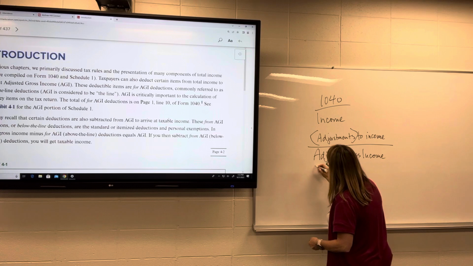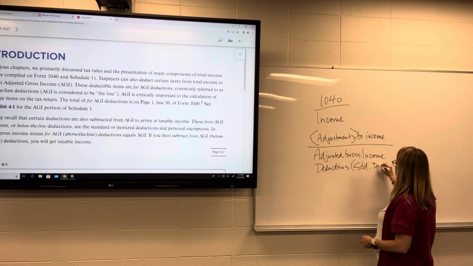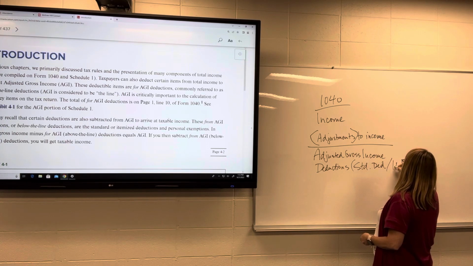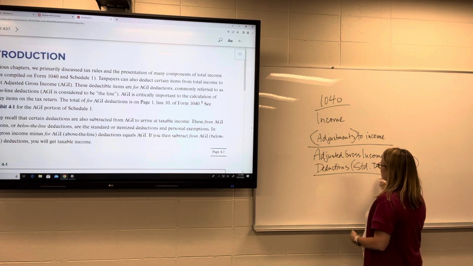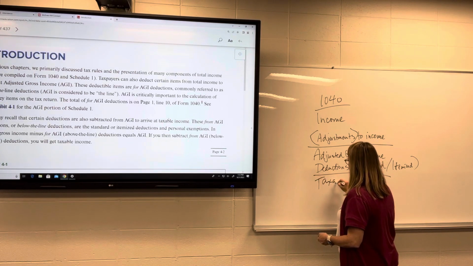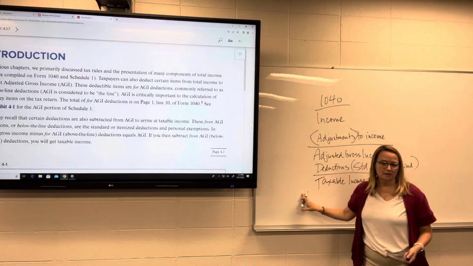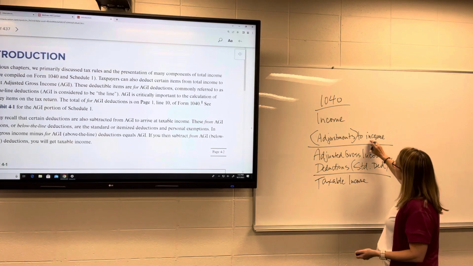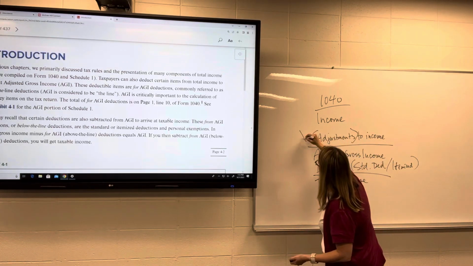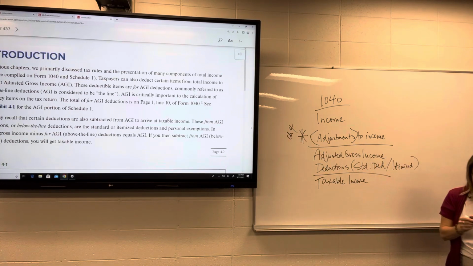And then we've got other deductions. This could be the standard deduction or itemized. We're going to talk about itemized in the next chapter, to get to our taxable income. And then this is the last line on the tax form, right? That taxable income. The ones that we're talking about today is this. This is chapter 4, these adjustments to income.